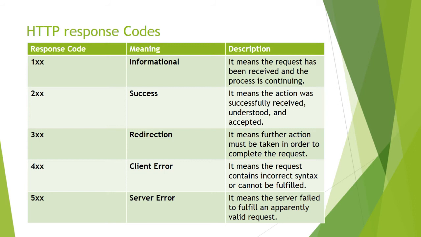When the response code is 3xx, it means redirection. It means further actions must be taken in order to complete the request. When it gets response code 4xx, that means client error. It means the request contains incorrect syntax or cannot be fulfilled. When it is 5xx, that means server error. It means the server failed to fulfill an apparently valid request.